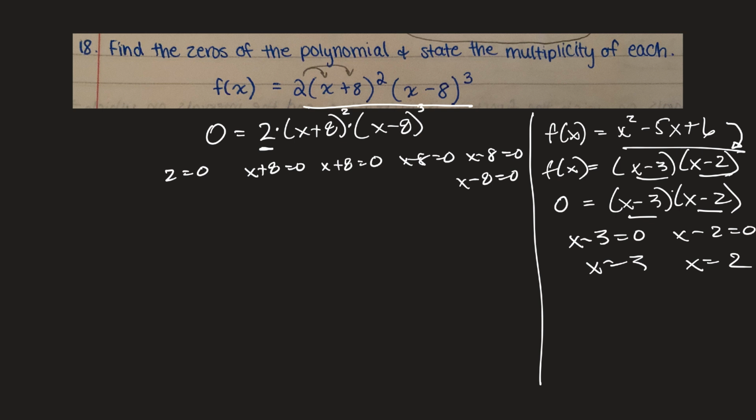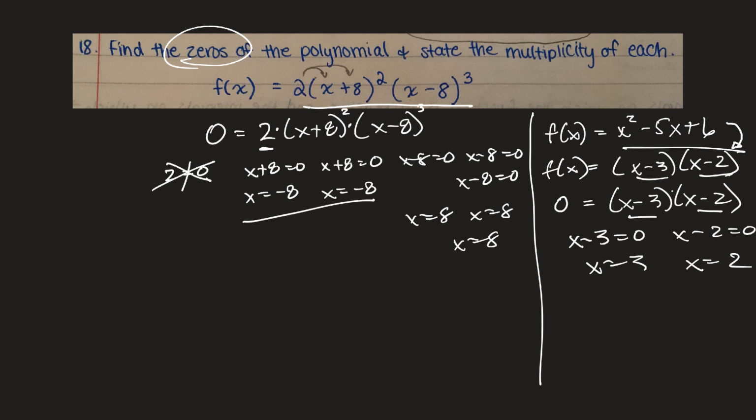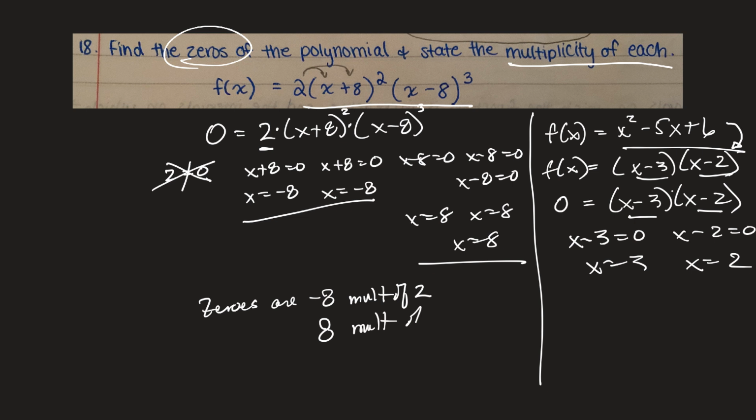So 2 is equal to 0, that's a false statement. So I can cancel that out. This will be x equals minus 8, x equals minus 8, and then over here I'll have x is equal to 8 three times. So when they say what the zeros are, my zeros are negative 8 and positive 8. If they want to know the multiplicity, that's just how many there are. So I would say the zeros are negative 8 with a multiplicity of 2 and positive 8 with a multiplicity of 3. That would be my answer.